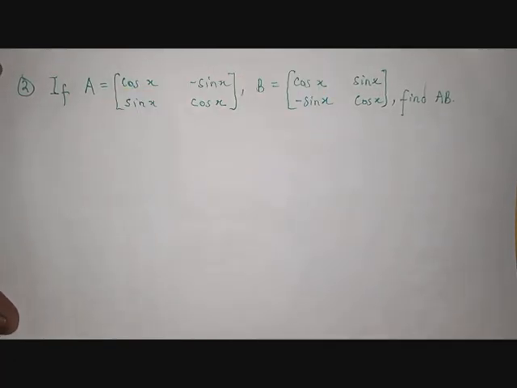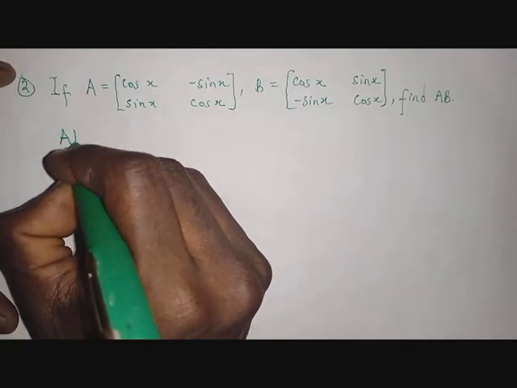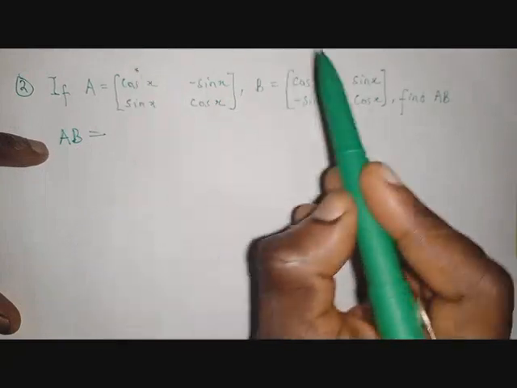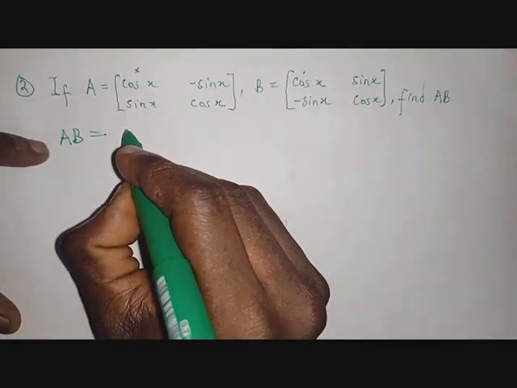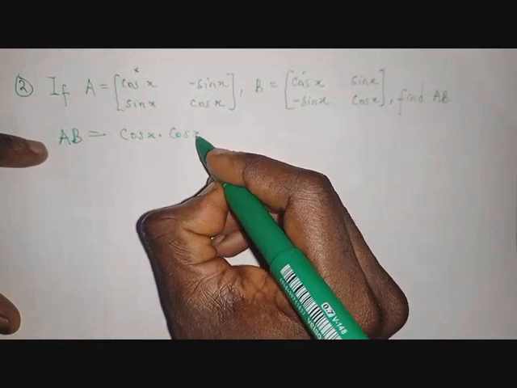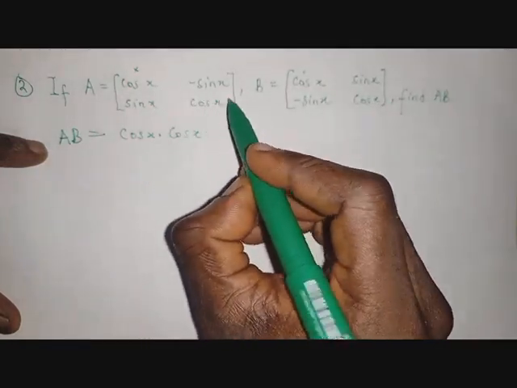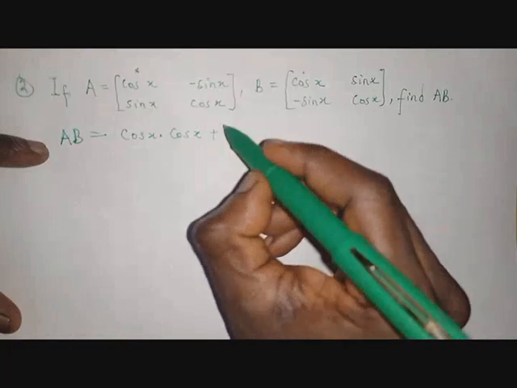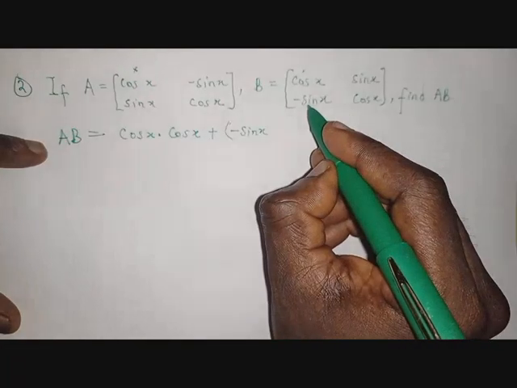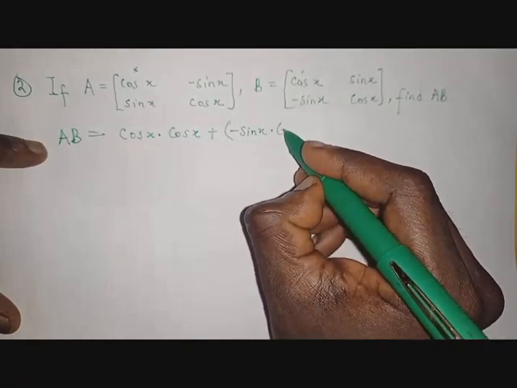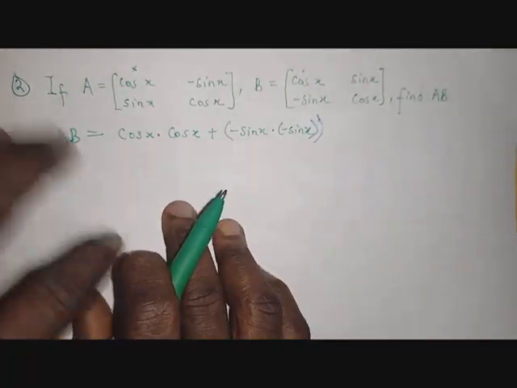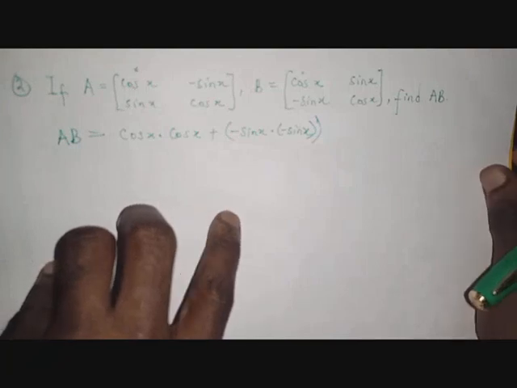Still on matrix multiplication, so we say AB is going to give us, now remember what I said, we have to multiply this with this. So that's going to give us cosine x multiplied by cosine x. Then we're going to add, so it's going to be plus minus sine x times minus sine x. So that's for the very first entry we have there.